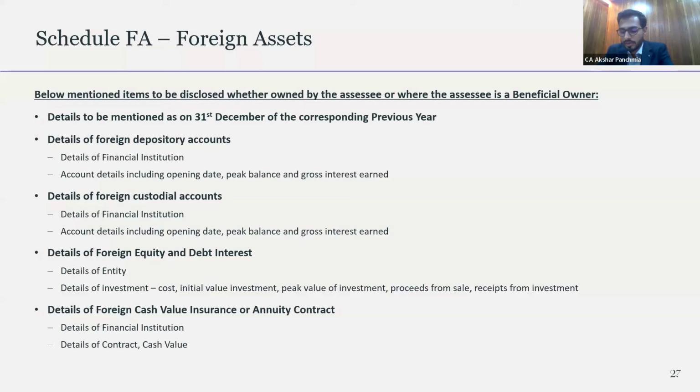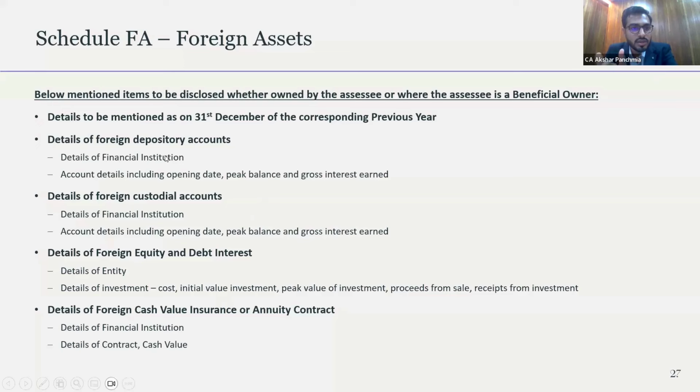Therefore, information which is shared by the foreign countries about you, if not mentioned in your income tax return, can lead you to a dark hole of black money and PMLA. Therefore, better to file this.